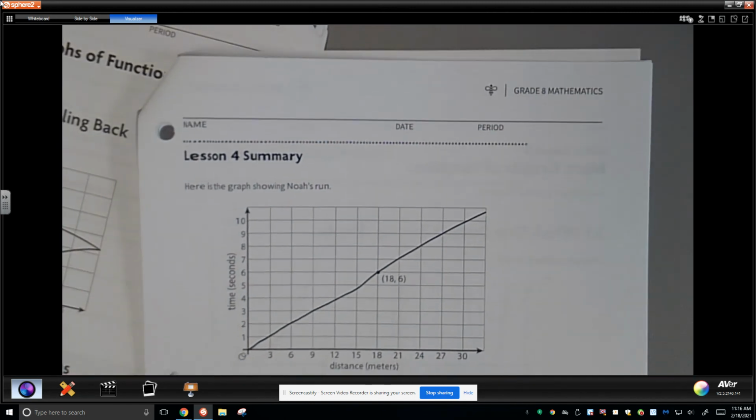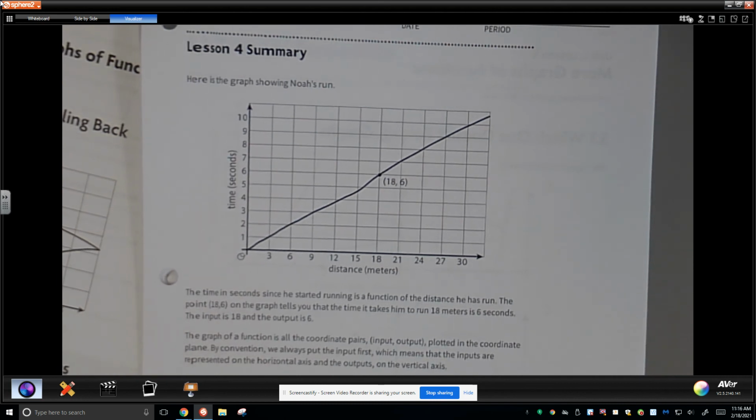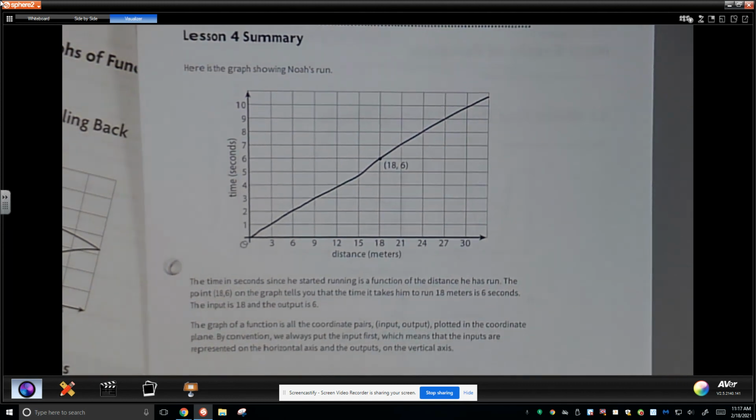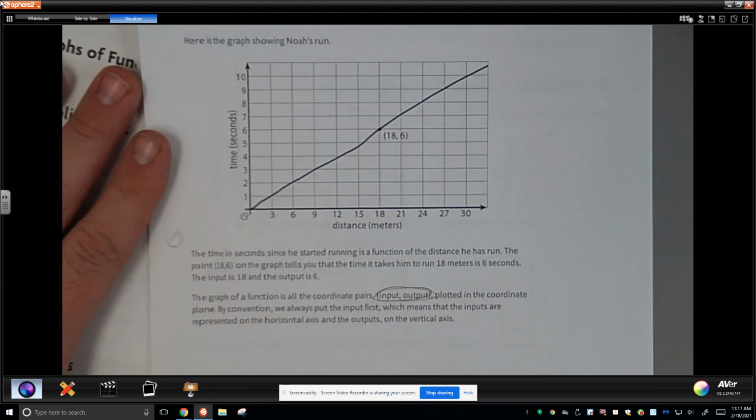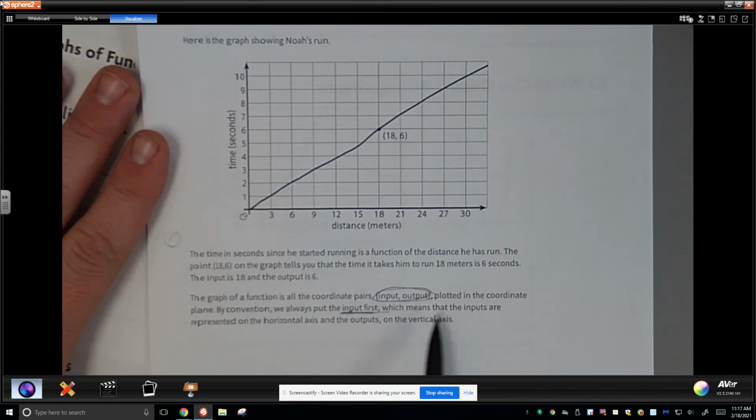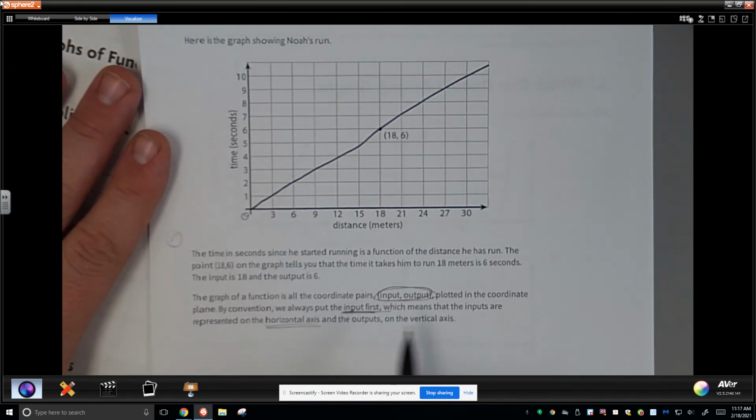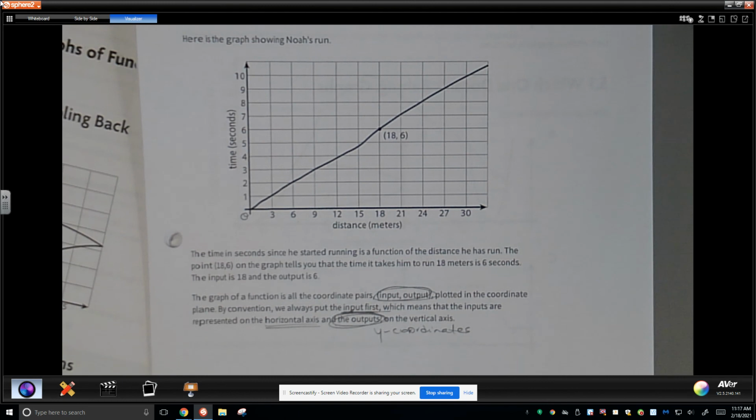Our summary is going to relate much like the previous question that we saw with Kieran. And it just reviews through these pieces. But the bottom line is this: all coordinate pairs are inputs and outputs. They're always plotted on the coordinate plane. What we recognize from this is the input is always first, which means that the inputs are represented on the horizontal axis, or your x coordinates. Outputs are always second, or your y coordinates. Don't forget, functions are always going to be one output for each input.